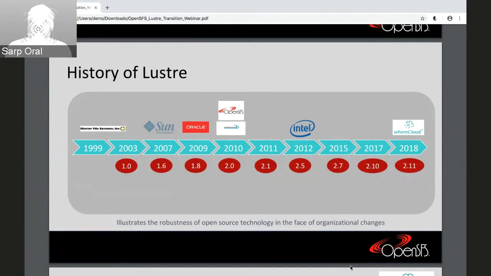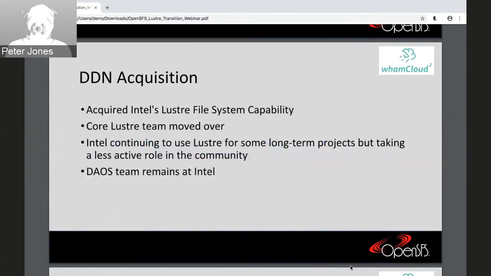With that, I am going to unmute Peter Jones and let him carry on. I think Robert will actually talk to the next few slides. Okay, absolutely.